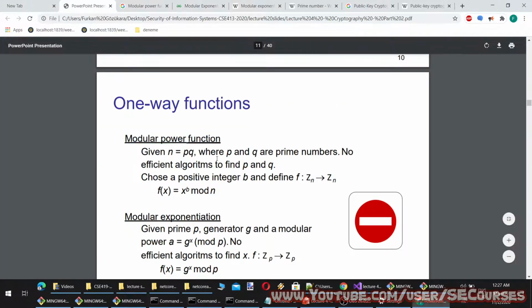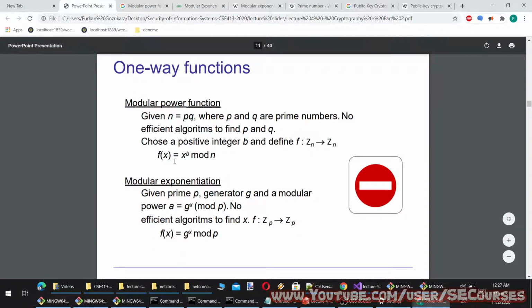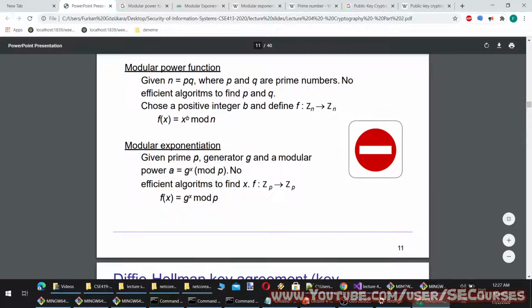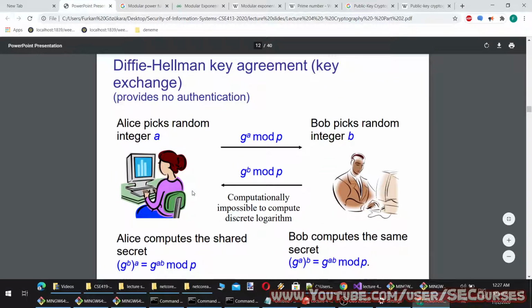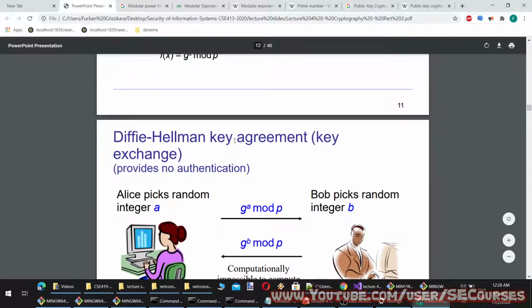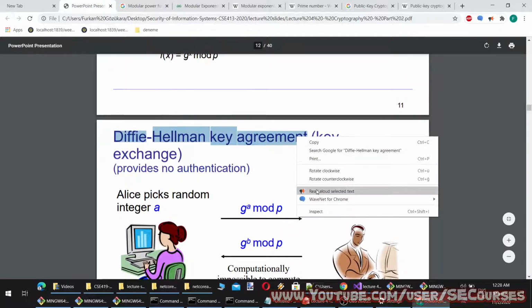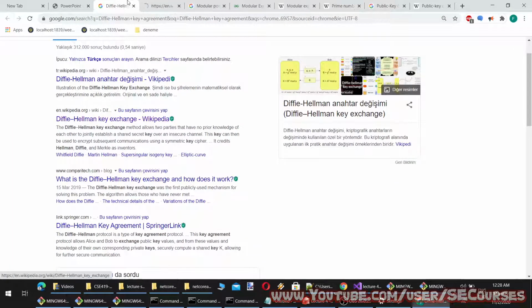Okay, so you get the idea of this at the moment. So f(x) is b to the x mod n. And then modular exponentiation: given prime p, generator g, and modulus p, a equals g to the x mod p. And there are no efficient algorithms to find x. So what does this mean? We are going to see what this means in our modern public key exchange.